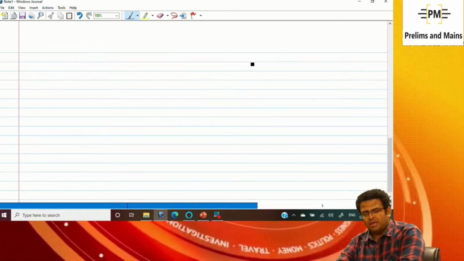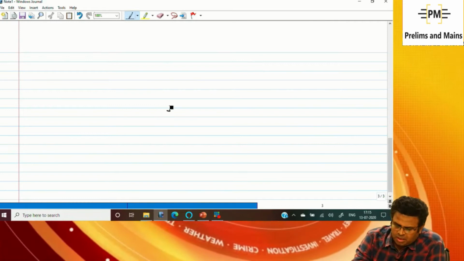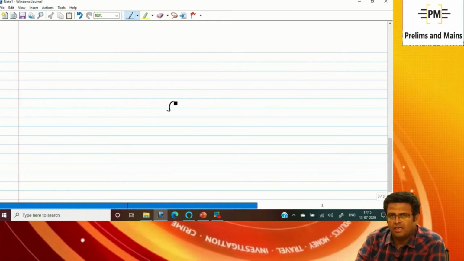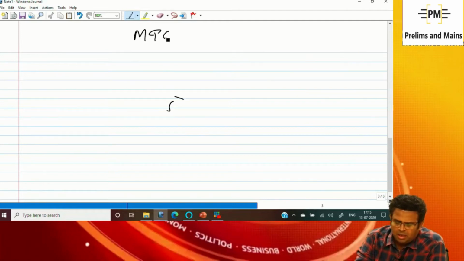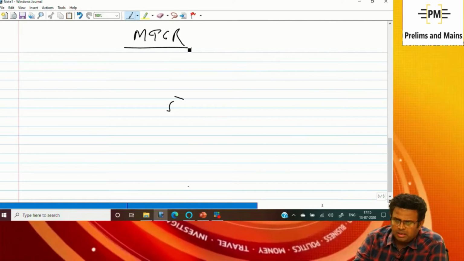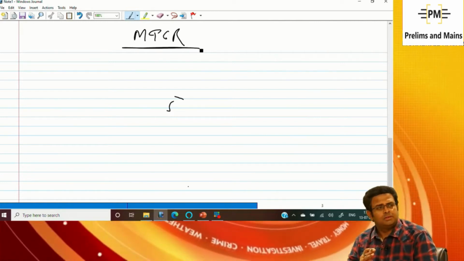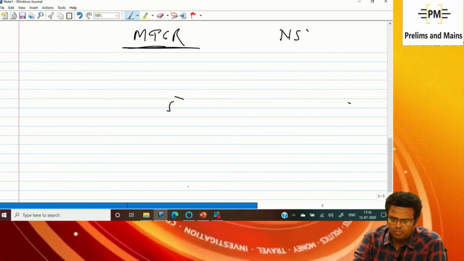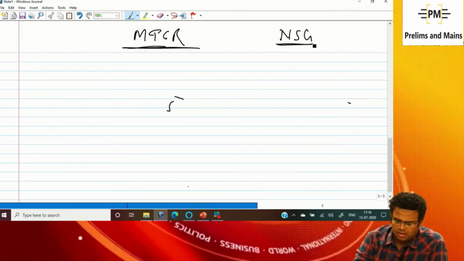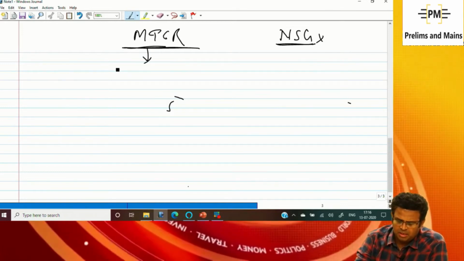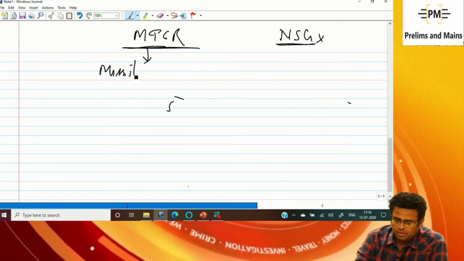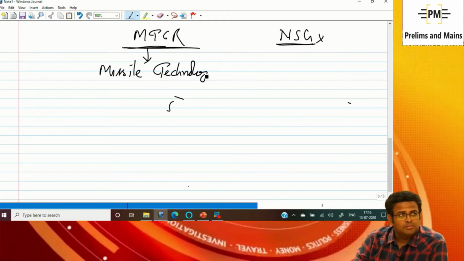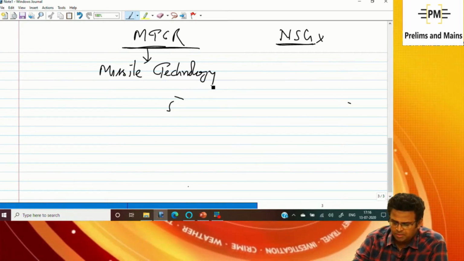Next, before getting into Agni, I should have knowledge about MTCR, and earlier I have also given an idea about it. I will talk a little bit about the Nuclear Suppliers Group too. MTCR means Missile Technology Control Regime, clear?